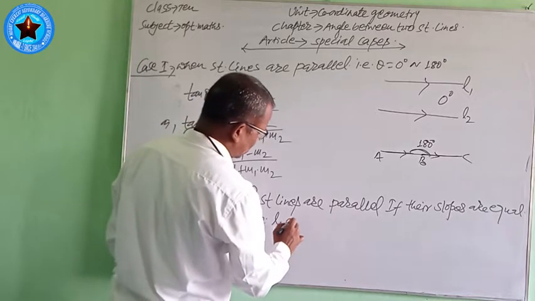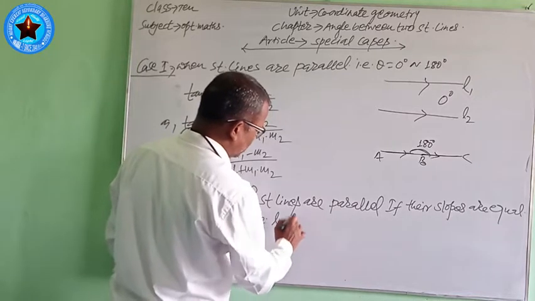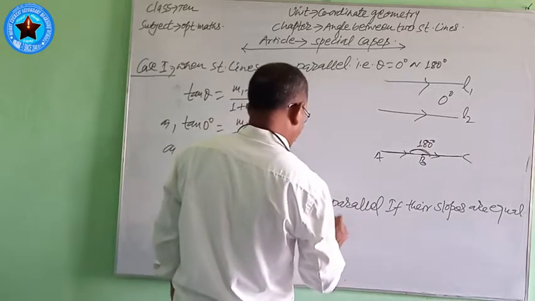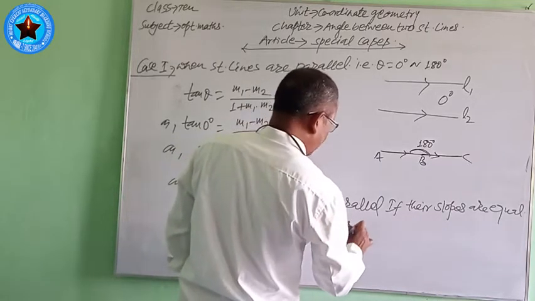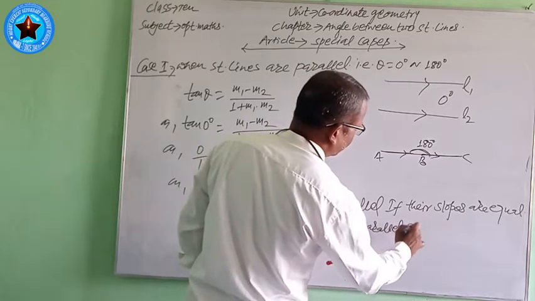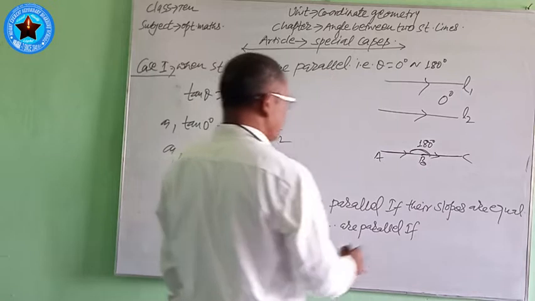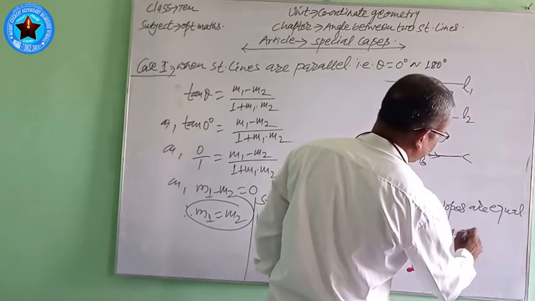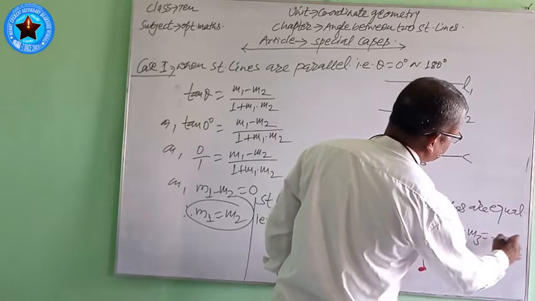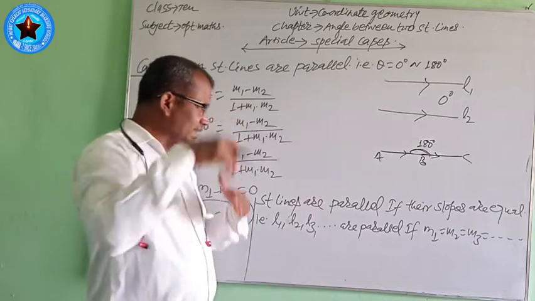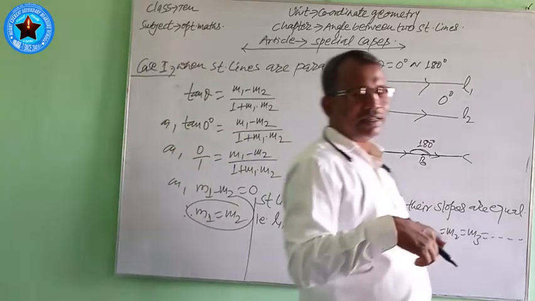That means L1, L2, L3, L4 are parallel if m1 equals m2 equals m3 equals m4. If straight lines have equal slopes, the straight lines are parallel.